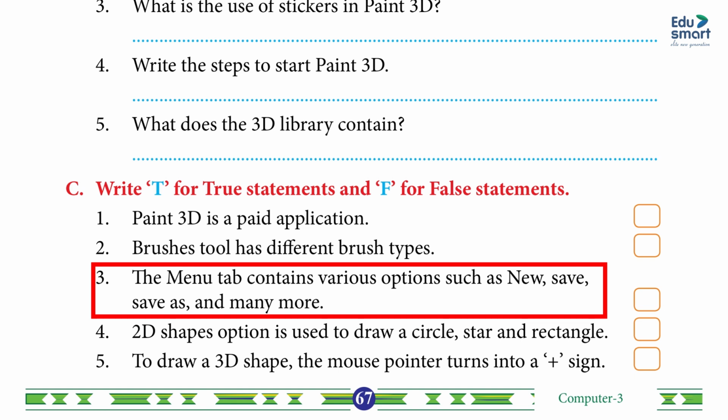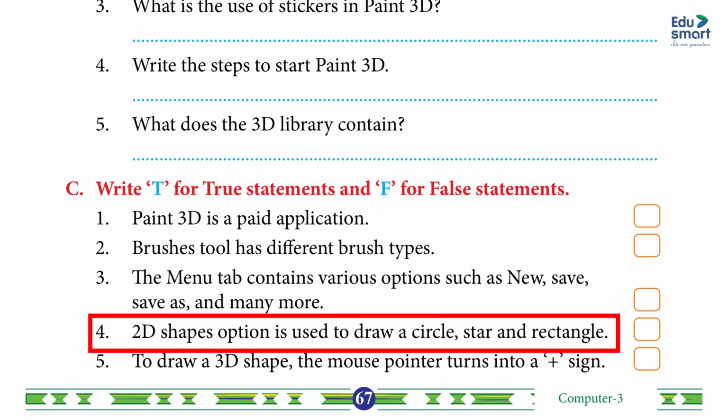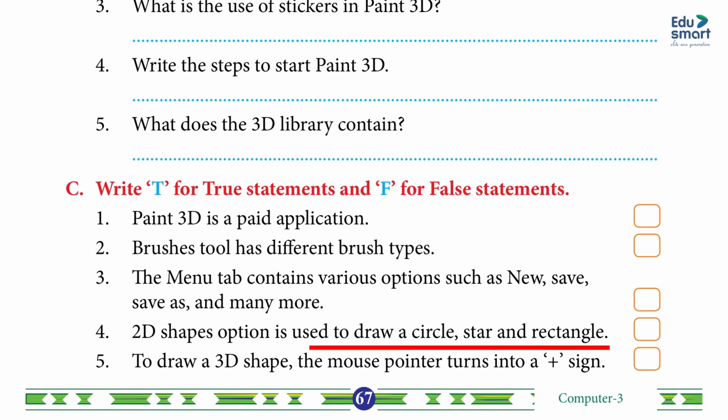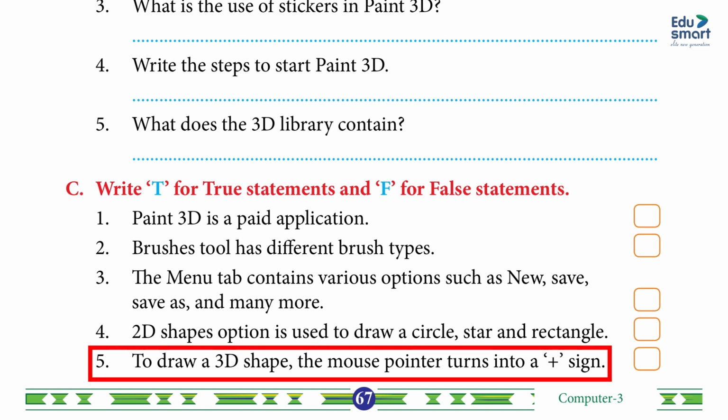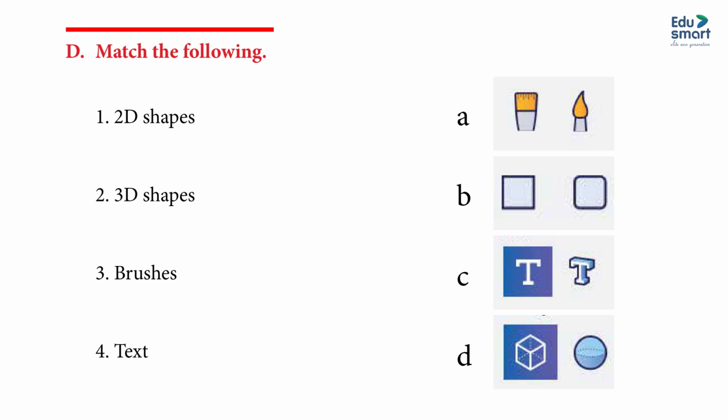Answer: True. 4. 2D shape option is used to draw a circle, star and rectangle. Answer: False. 5. To draw a 3D shape, the mouse pointer turns into a plus sign. Answer: True. D. Match the following.